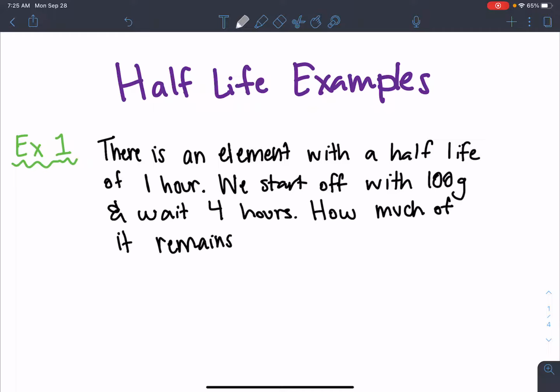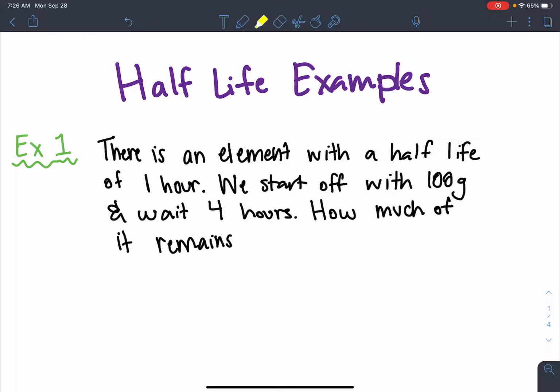So, this first example says there's an element with a half-life of 1 hour. We start off with 100 grams and wait 4 hours. How much of it remains? So let me highlight some of the key information here. That's our first step when working out word problems. I know people really don't like word problems, but if we can figure out what the key information is, then we don't need all the words in between.